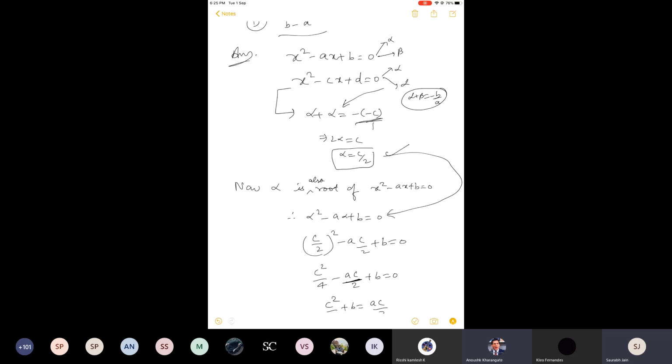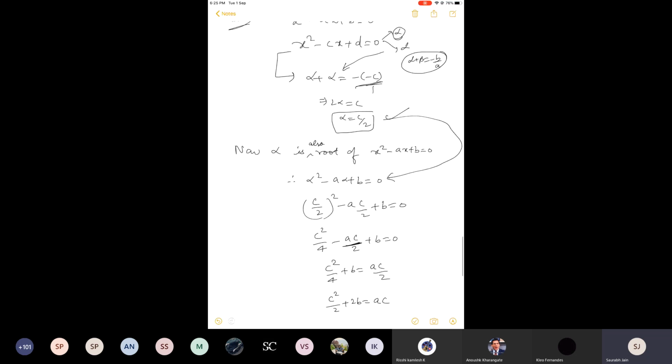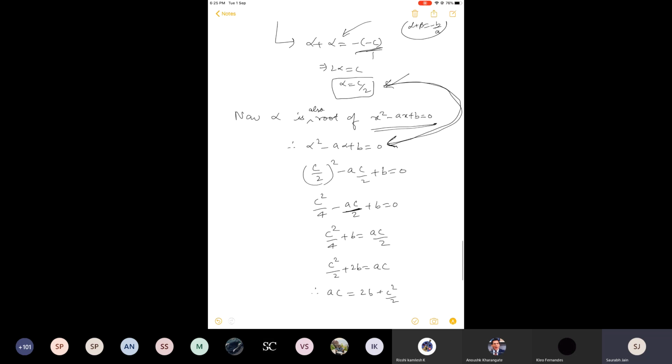Now after getting alpha is equal to c by 2, I see that alpha is present in this equation also, because alpha is the root of this equation also. So it will satisfy this equation. After putting alpha here, I have got alpha as c by 2. So I am putting the value of alpha as c by 2 here. And after that I have simplified. So the answer is 2 into d plus b.